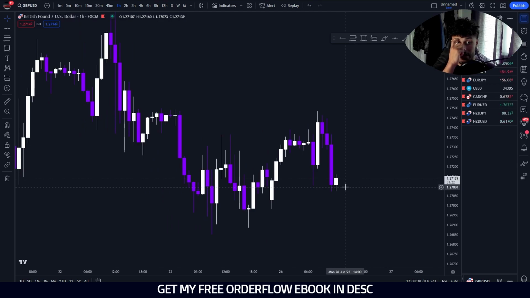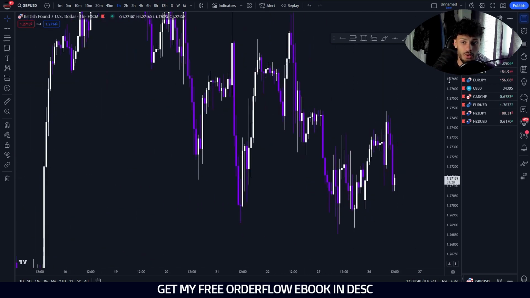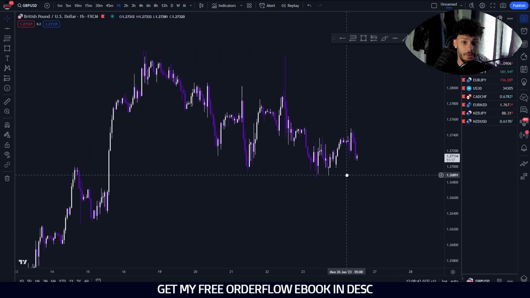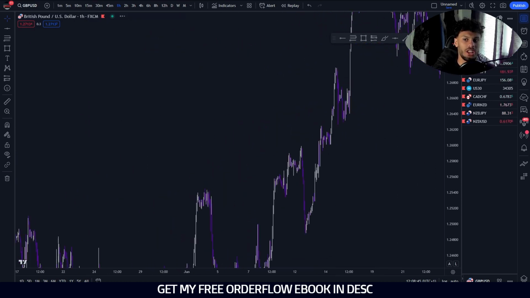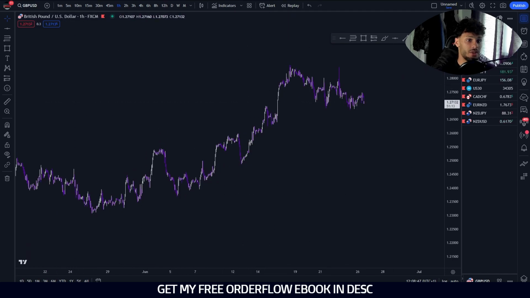So let's get straight into it. As we take a look at GBP USD right here, we take a look at the higher time frame. We can see overall that we're really bullish, and it's very simple how we trade.